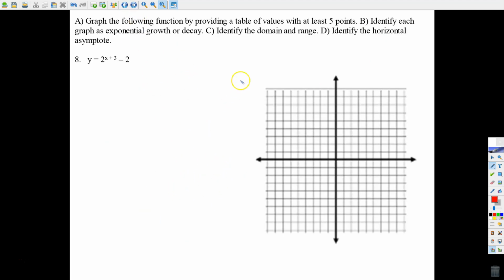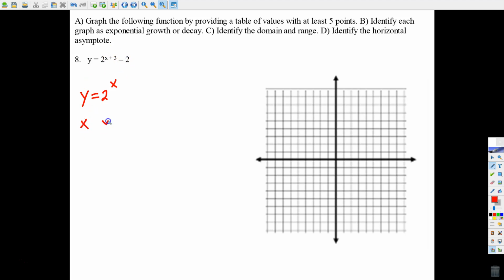Okay, this is the graph of exponential growth. So we've got several things to do here. Graph the following function, providing a table of values with at least 5 points. I want you to think of this as a parent function, and the parent would be y equals 2 to the x, but it's being translated, and the translation is going to be 3 units to the left and 2 units down.